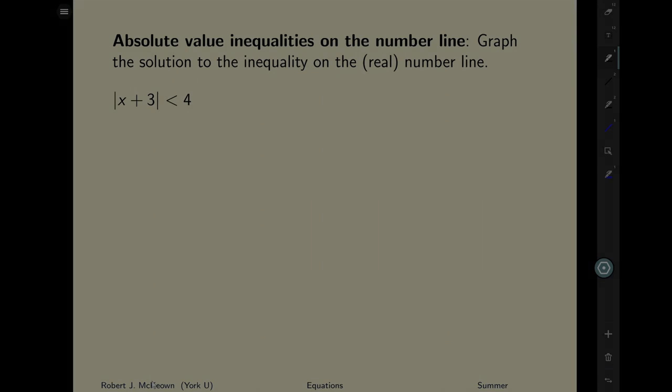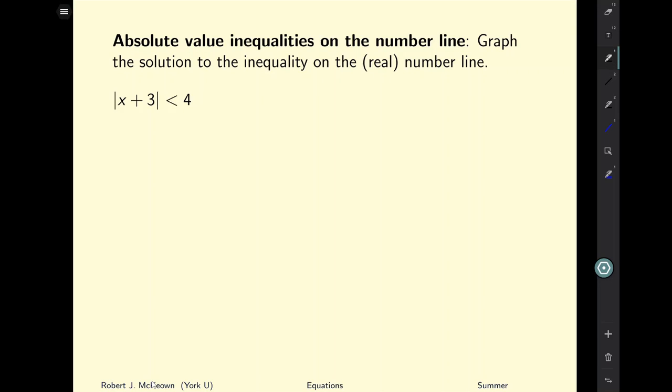Here's our first question where we have an absolute value. And the question says, graph the solution to the inequality on the number line, or what I would call the real number line. When I have a question like this, I like to transform the inequality into an equality. So I've got the absolute value of x plus 3 is equal to 4.